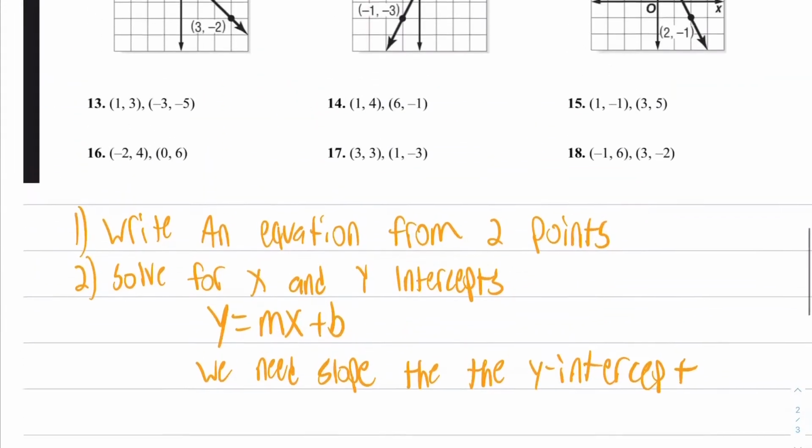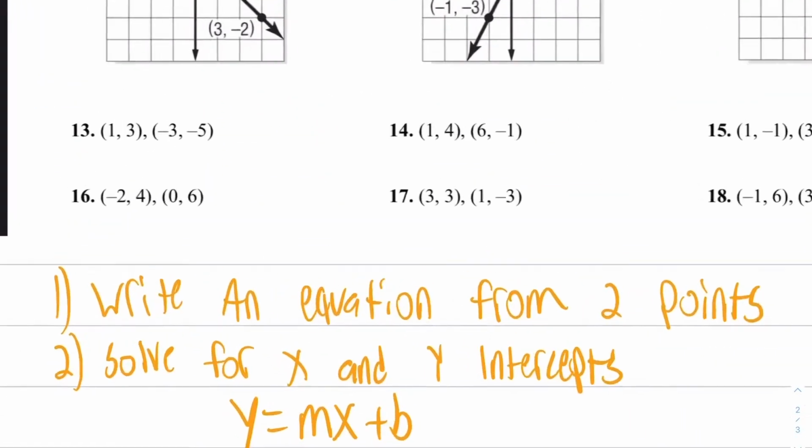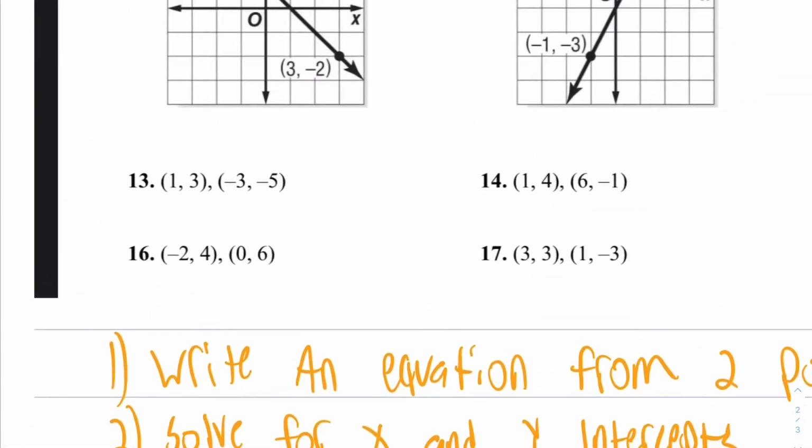To first find the slope, let's look at two points, like number 13. M equals, since these are 2 points and they weren't given in a table or in a graph, we're going to use the slope formula, y2 minus y1 over x2 minus x1. So let's just label these points. I'll make this one the second point, and this one the first point.